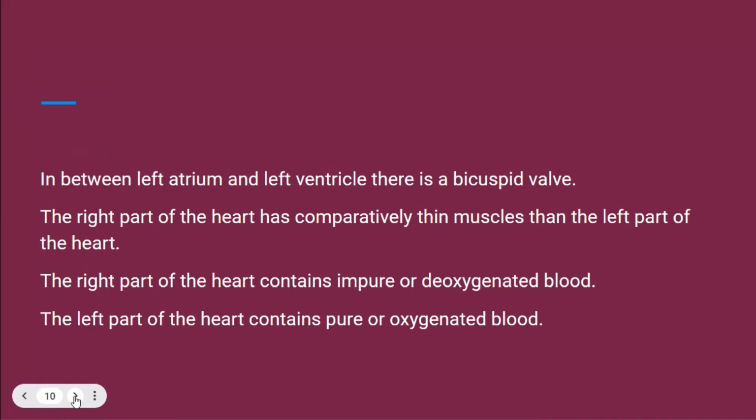The right part of the heart is comparatively thinner. The right part of the heart is made up of thin muscles, and the left part of the heart is made up of thick muscles. The right part of the heart contains impure or deoxygenated blood, and the left part of the heart contains pure or oxygenated blood.